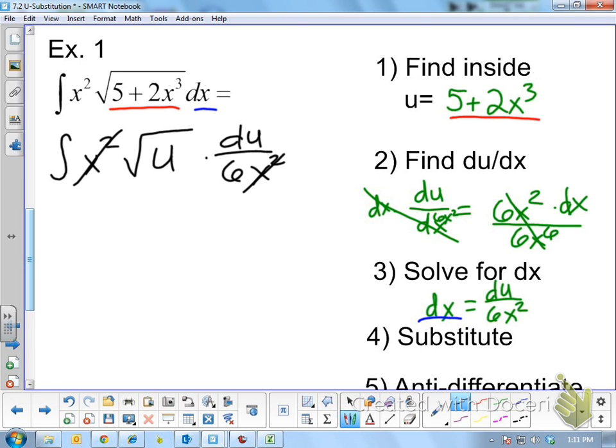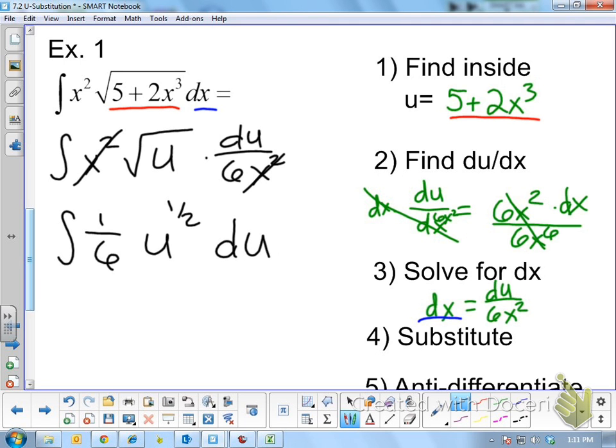So if a problem is going to work by substitution, almost all the time those cancel out right away. There are some harder versions where you have to do a few more steps to make it work out. We're not doing those today. So it should always cancel out, and now we only have u's left. So I really have the integral of 1 over 6. I'm going to rewrite this as u to the 1/2 du.